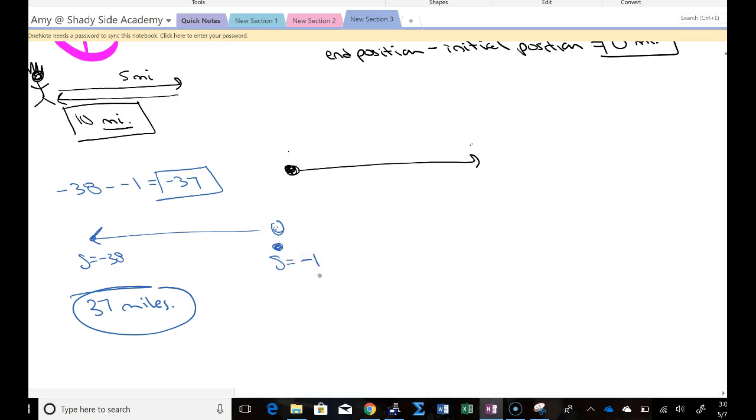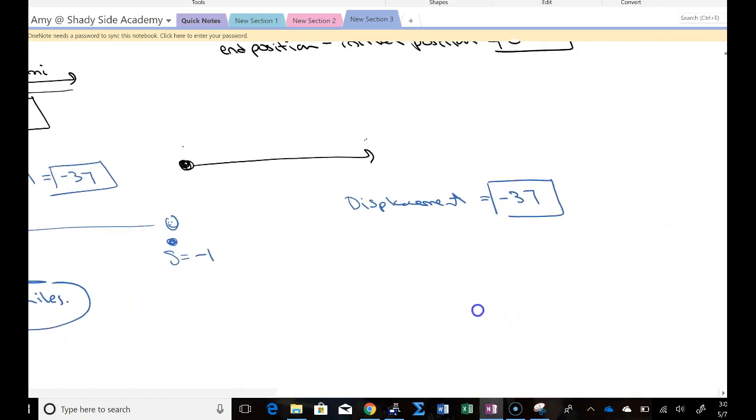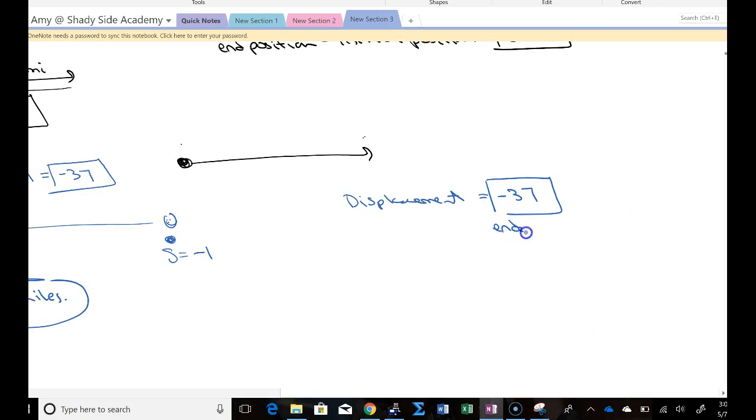If you start at -1 and you end at -38, your displacement here is going to be negative 37. We keep the negative with displacement because this tells me that your ending position was 37 units left of your starting position, right?